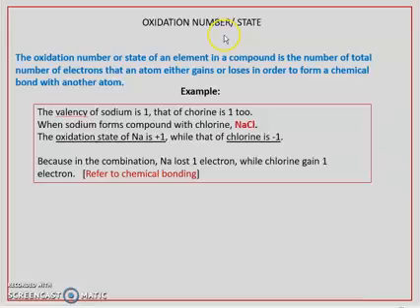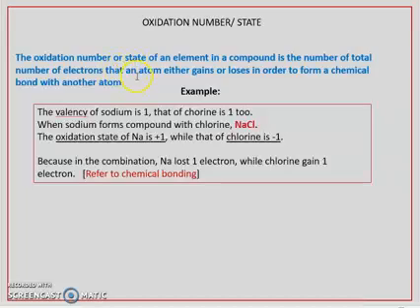Oxidation number or state. What does this mean? The oxidation number or state of an element in a compound is the total number of electrons that an atom gains or loses in order to form a chemical bond with another atom. The oxidation number or oxidation state of sodium in sodium chloride is the total number of electrons sodium lost in trying to combine with chlorine. That is what we mean by oxidation number.